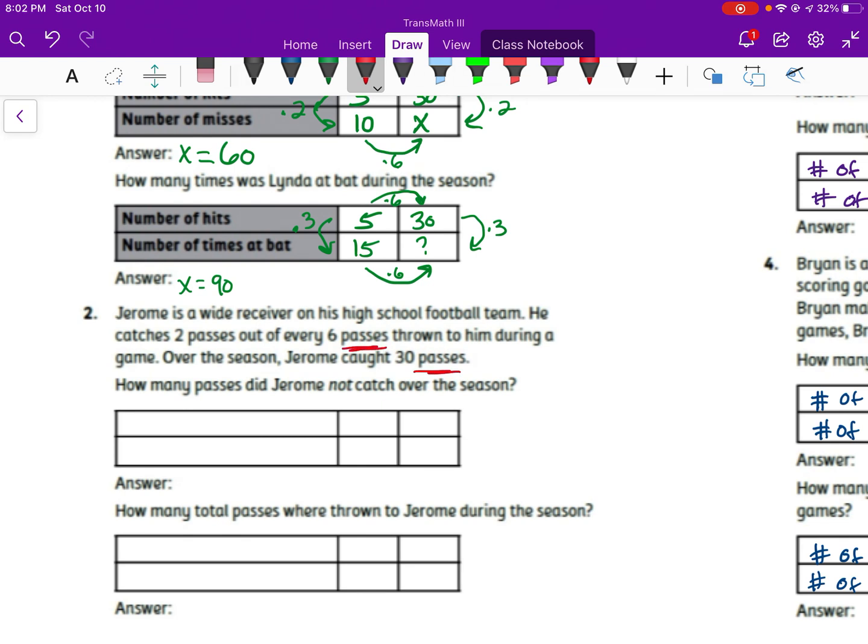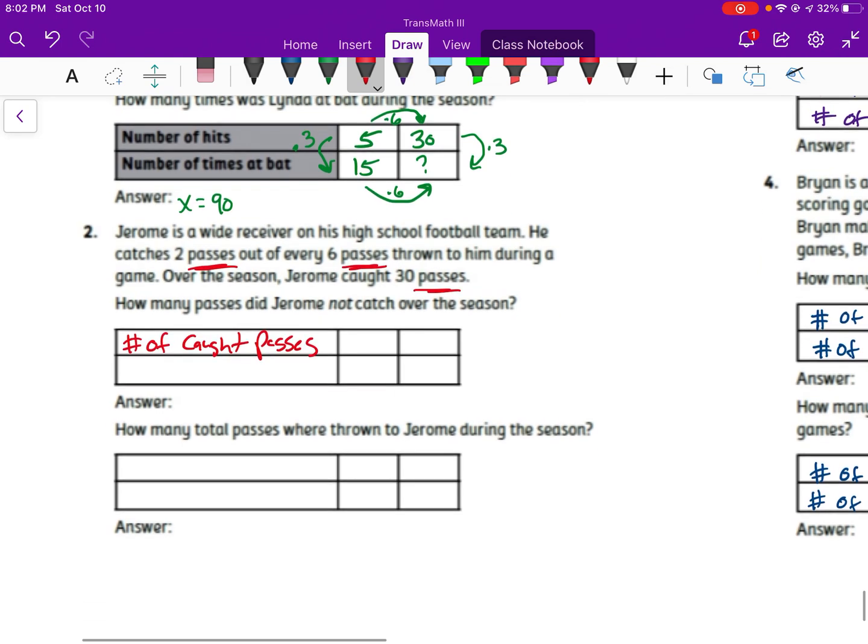okay. So then here we're going to see, or we should say caught passes, okay, number of caught passes. That's the one we know. That second line is always going to be what the question is for, okay. This is what we know the most of, though. Number of caught passes. Okay, so then how many passes did Jerome not catch? So in this case, number of not caught passes.